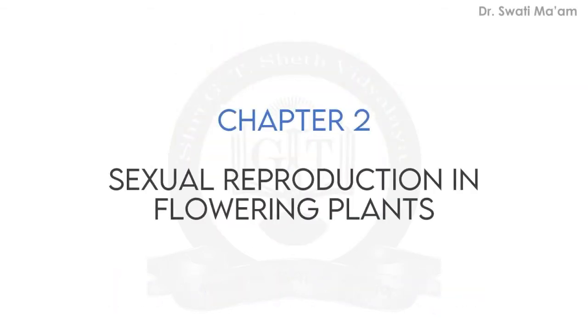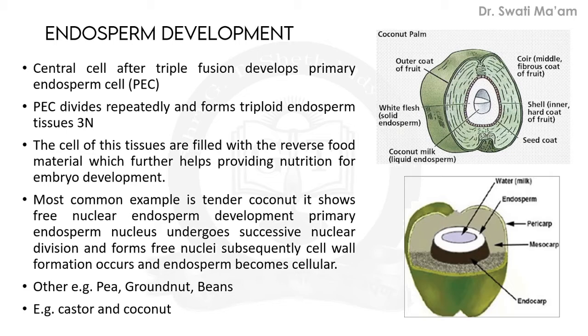We are continuing chapter 2, Sexual Reproduction in Flowering Plants. The topics for today: endosperm development, embryo development, and the structure of a typical dicot embryo and monocot embryo. So first we will start our session with endosperm development.